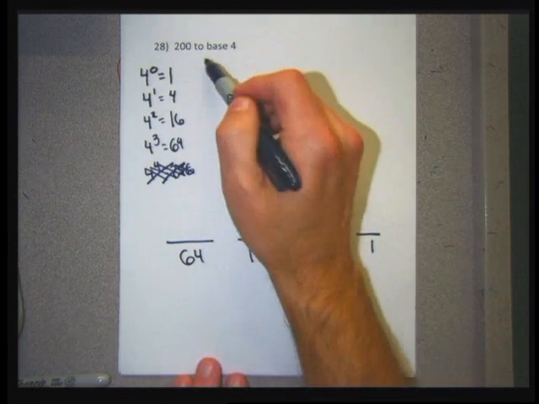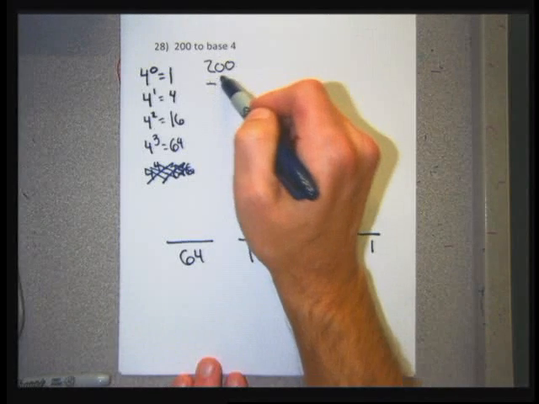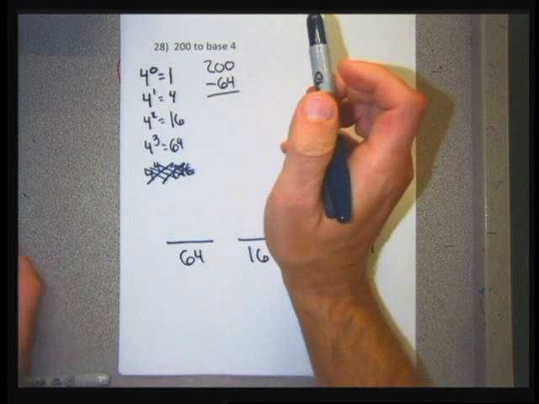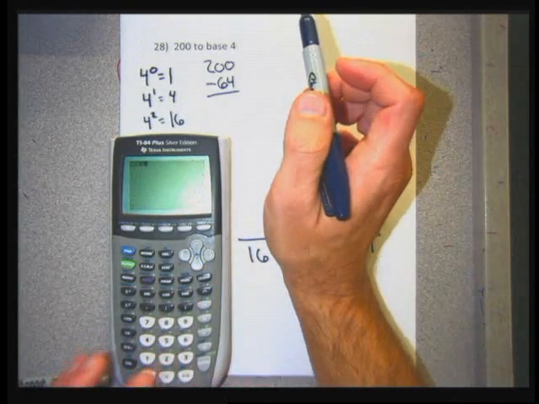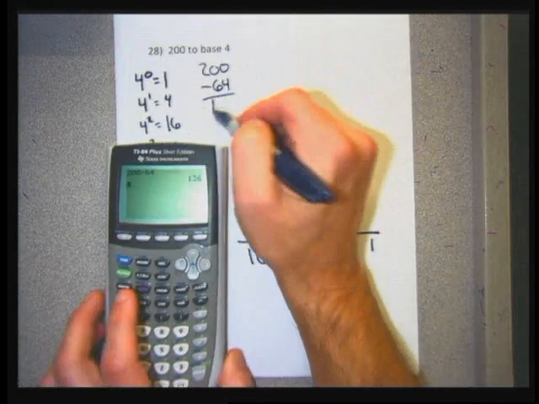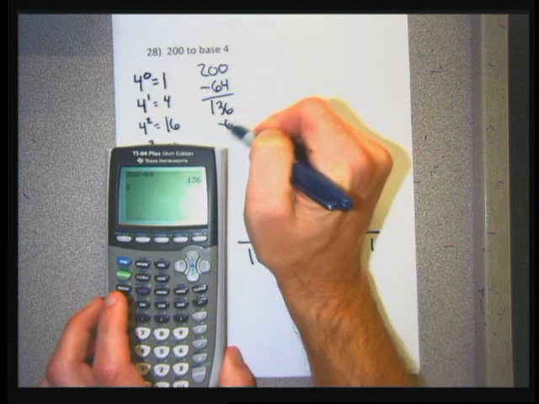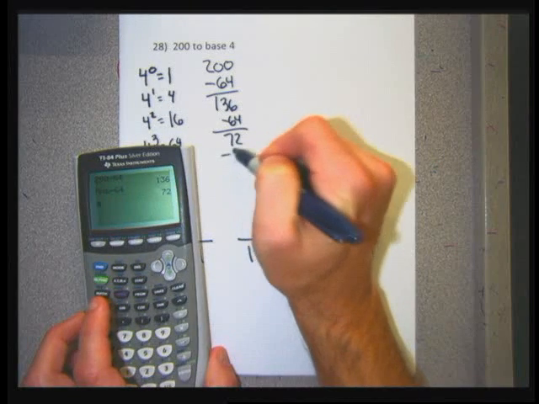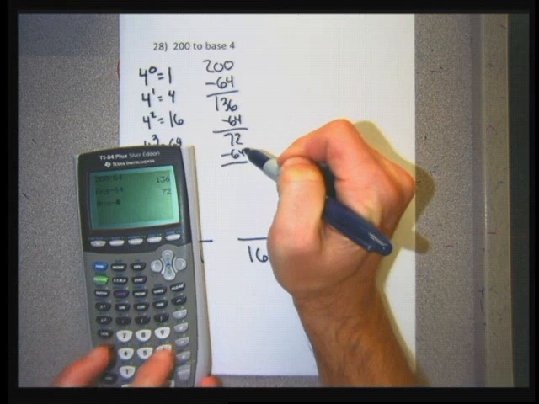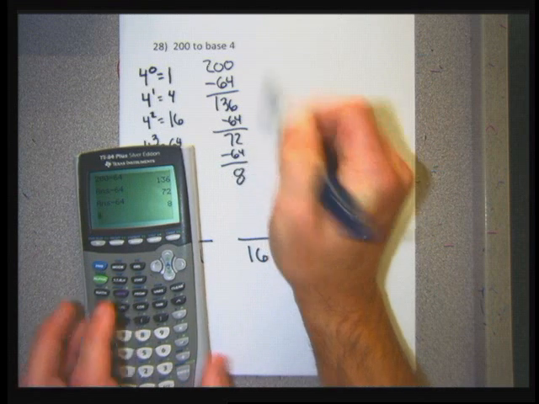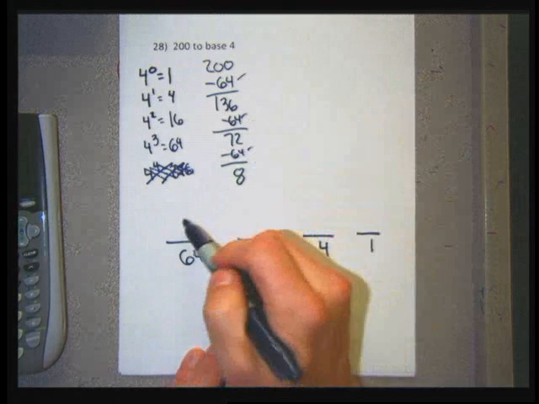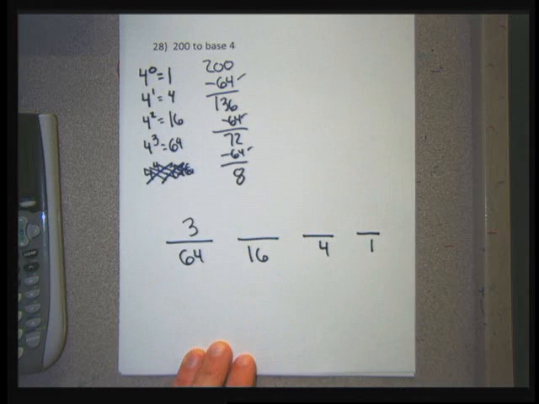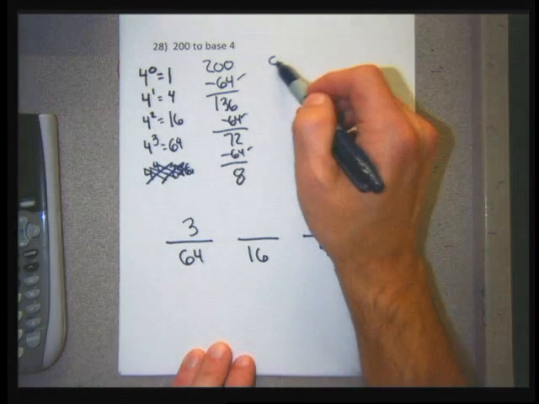I start off with the number 200, and I start subtracting 64. Safe to do this on your calculator, so I'm just going to use my calculator. I'll go 200 minus 64, and I get 136. And then I'm going to minus 64 again and get 72. And then I'm going to minus 64 again and get 8. So I was able to subtract 64 3 times. If I subtracted 64 again, I'd get a negative. So I'm stopping subtracting 64, writing 3 on my answer blank above the 64 for the number of times I could subtract it. I'm going to bring my 8 up.